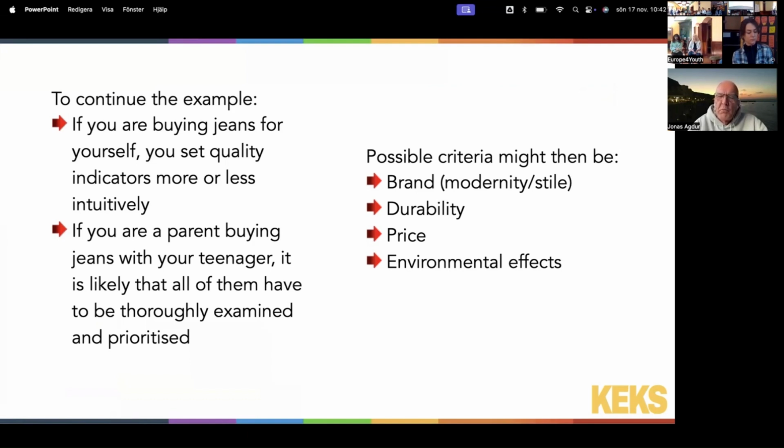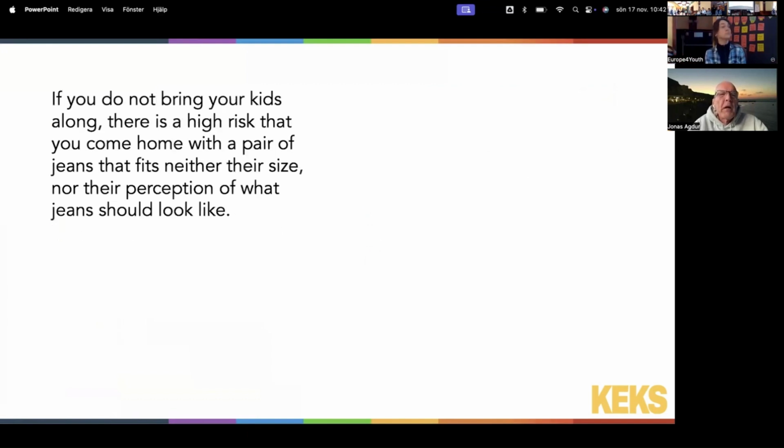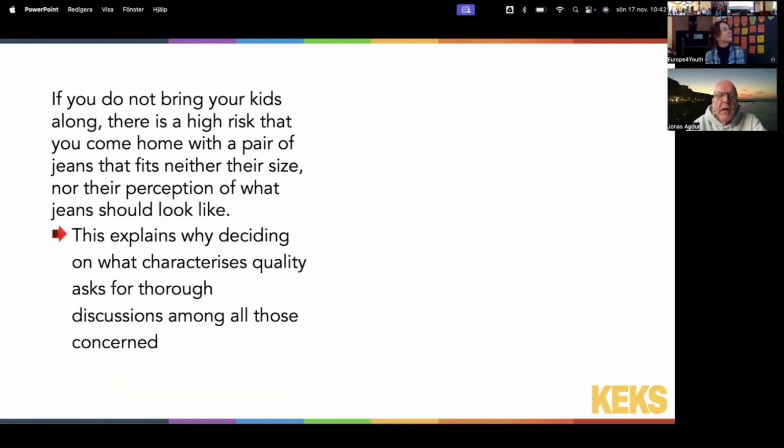If you do not bring your kids along, there is a high risk that you come home with a pair of jeans that fits neither their size nor their perception of what jeans should look like. You come home with something and they say, oh my God, I would never wear that kind of jeans. My friends would harass me for having those kind of jeans. This explains why deciding on what characterizes quality asks for thorough discussions among all those concerned.